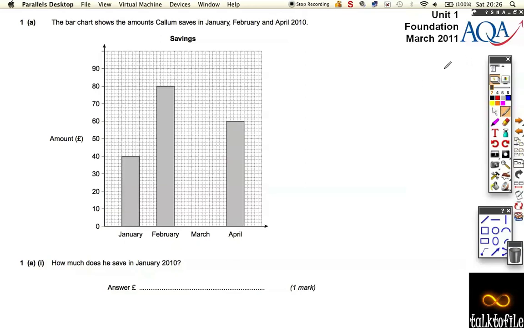Okay, so this is the March 2011 paper now. It's the Unit 1 Foundation on AQA. That's what it says. Let's see what it says for question 1.